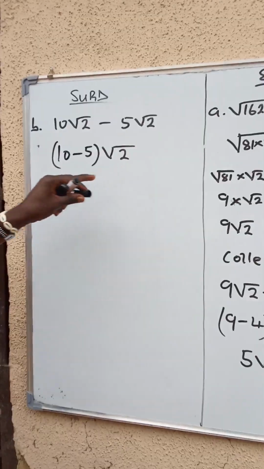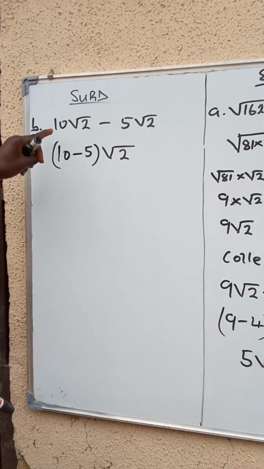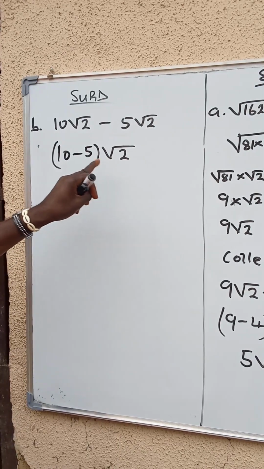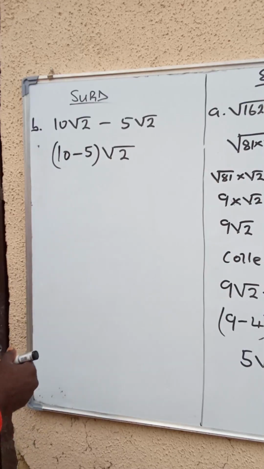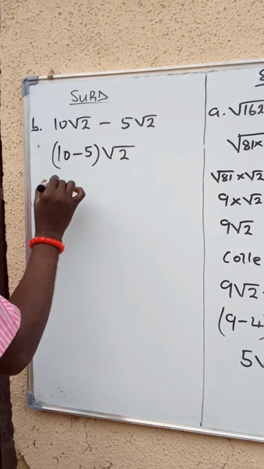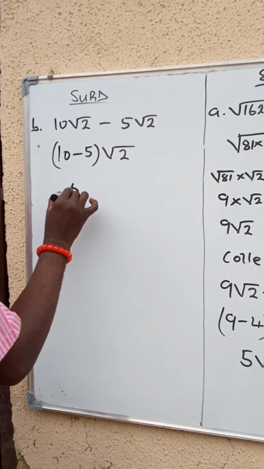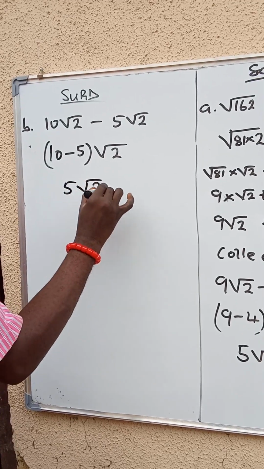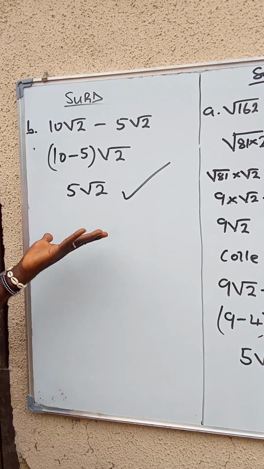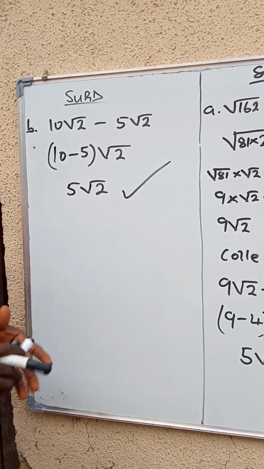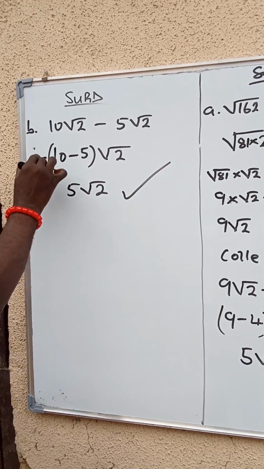Yes. Root 2 multiplied by 10 will give me 10 root 2. Root 2 multiplied by minus 5 will give me minus 5 root what? 2. So this is what? 10 minus 5 is 5. So I now have 5 root 2. And you are done with what? The simplification. So it's as simple as what? ABC.